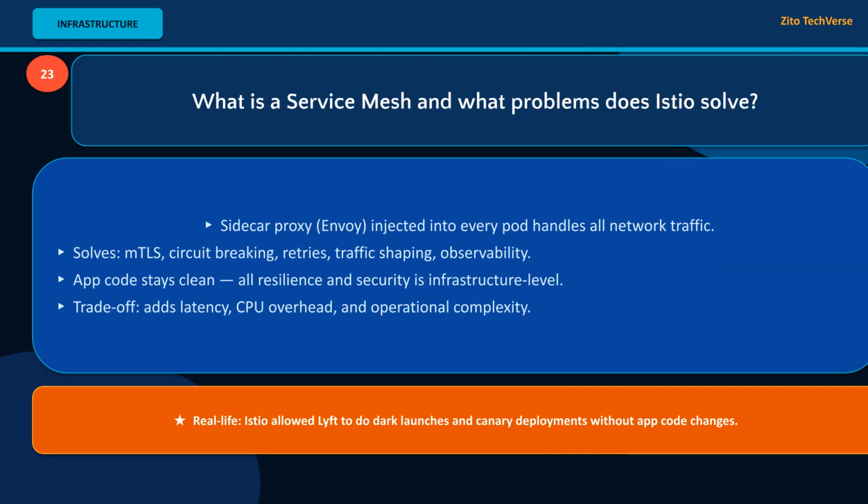A service mesh uses sidecar proxies, like Envoy, to manage network traffic, solving issues like mTLS and circuit breaking without adding complexity to your app code. While powerful for traffic shaping and observability, be mindful that it introduces some latency and resource overhead.